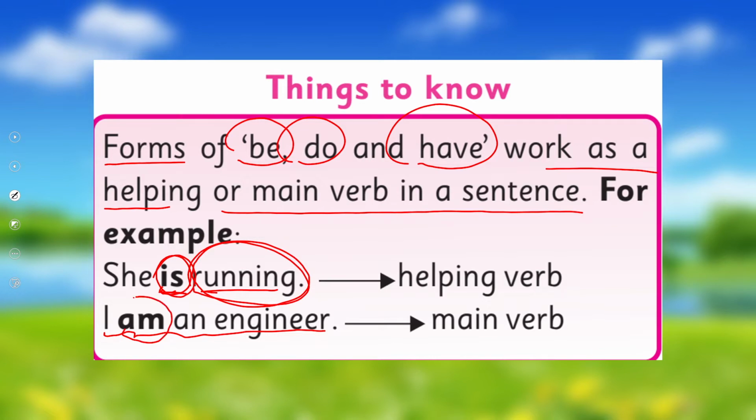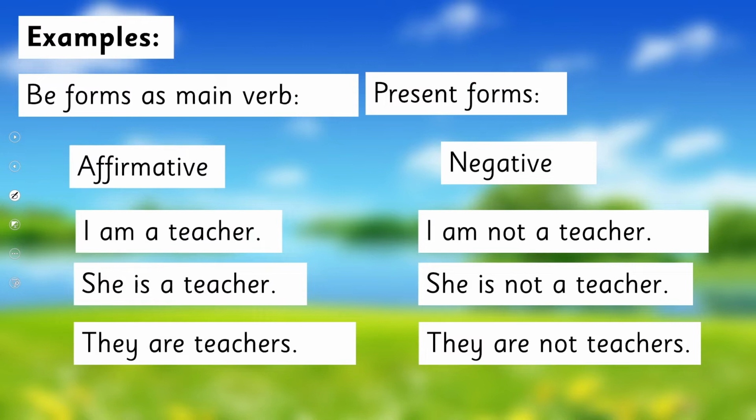Here this am is actually the main verb because there is no other verb here. So am is the main verb here and is the helping verb. And we know is, am, are, was, were are the forms of be verb. Right? Okay, let's learn further.